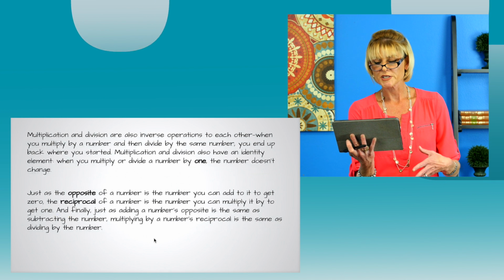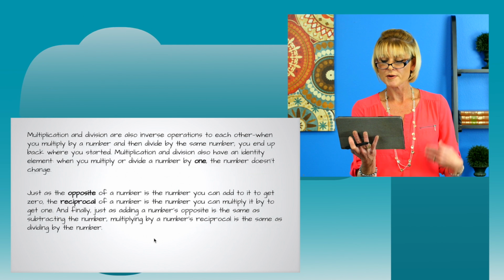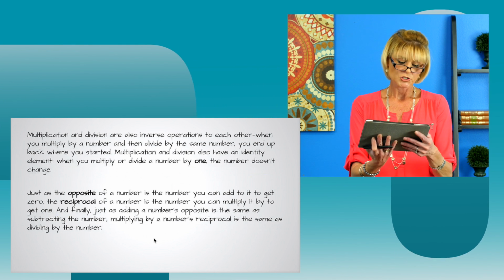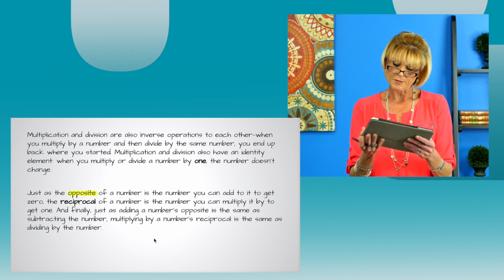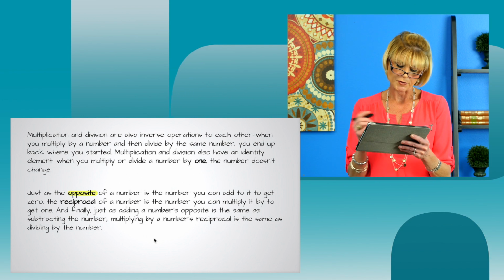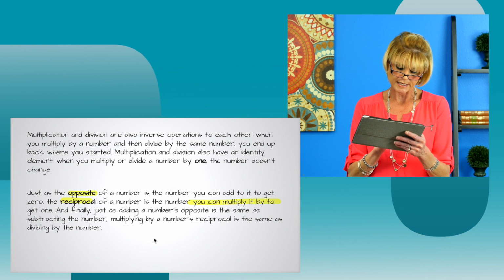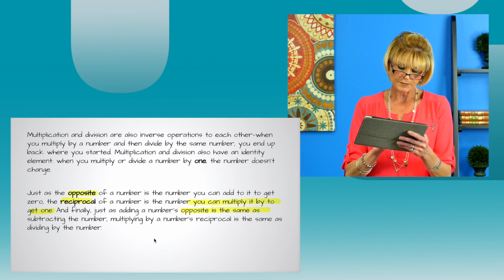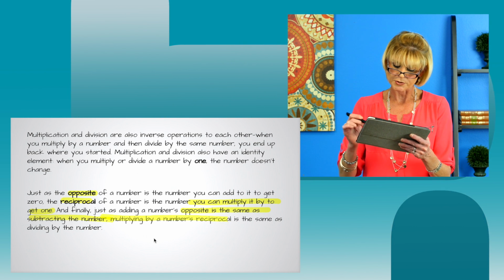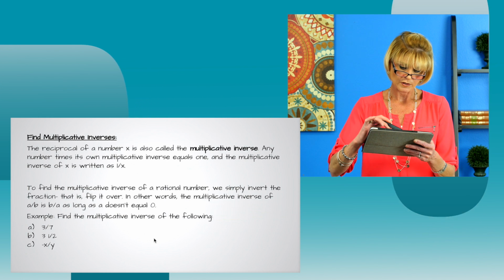Multiplication and division also have an identity element. When you multiply or divide a number by 1, the number doesn't change. Just as the opposite of a number is the number you can add to it to get 0, the reciprocal of a number is a number you can multiply it by to get 1. And finally, just as adding a number's opposite is the same as subtracting the number, multiplying by a number's reciprocal is the same as dividing by the number.